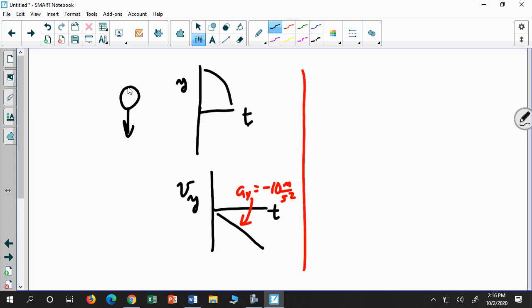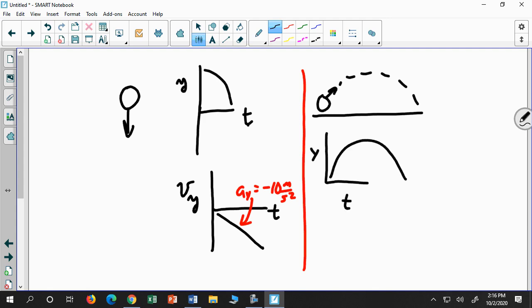The second situation that we had was where we threw a ball like that to your friend, and then my y versus t looks like this, and then my vy versus t, let's see, it starts out with a big positive velocity, like this.